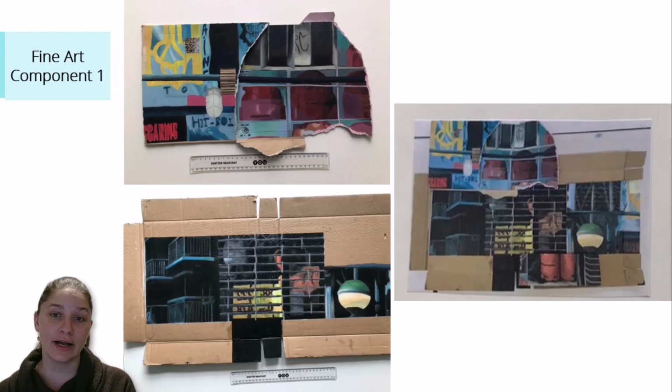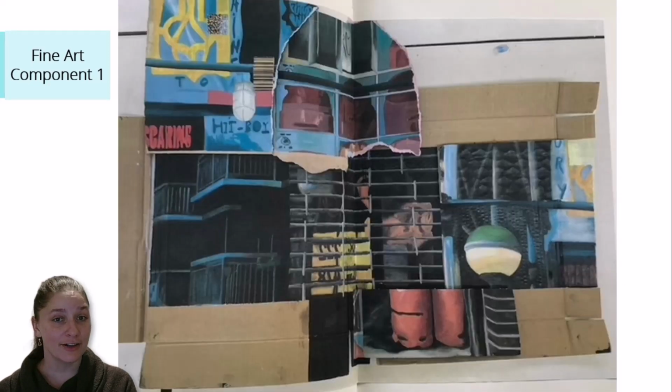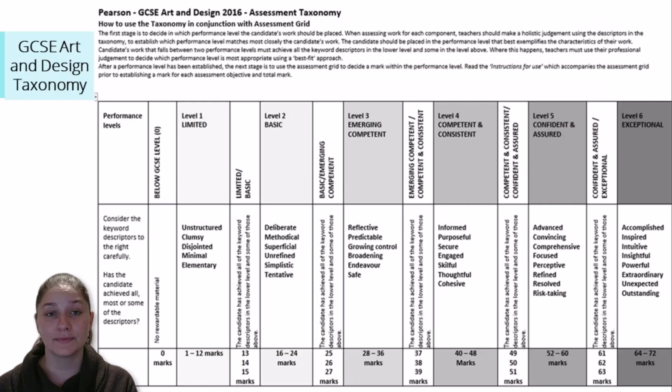This becomes the final outcome of Component 1, Personal Portfolio. And here is a larger image of the final outcome. It is important to start by looking at the body of work holistically and use the taxonomy statement that best fits the characteristics of the work as a whole.